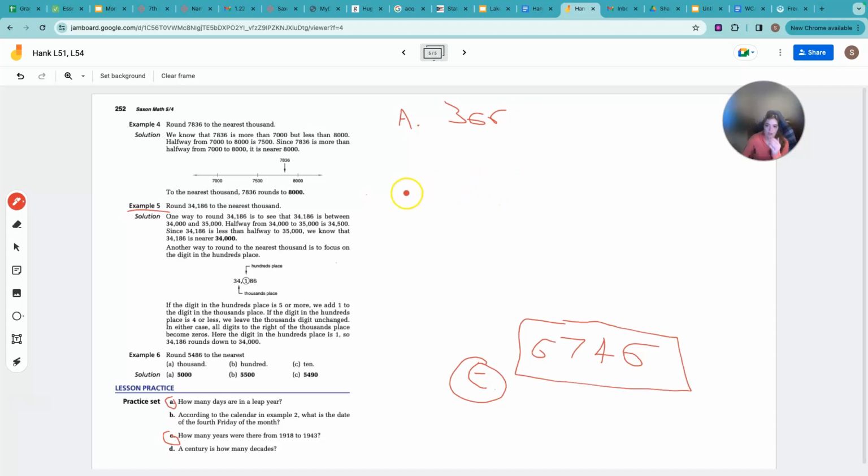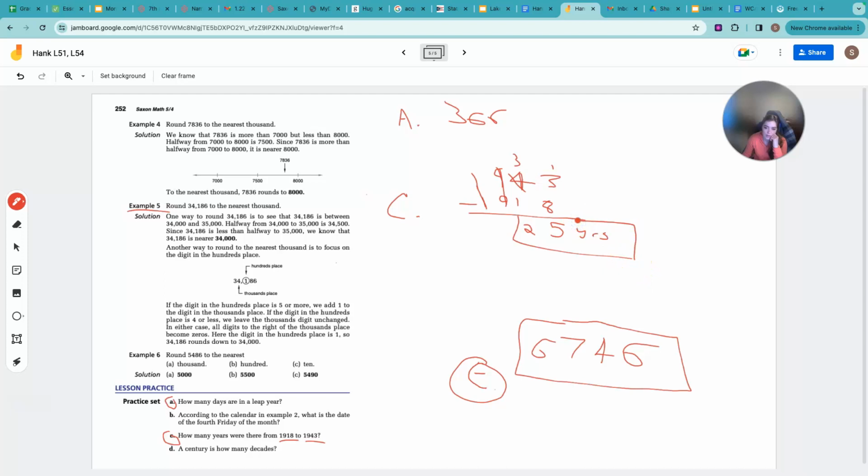So 366. C. How many years were there from 1918 to 1943? Remember, put the largest number first because it's a subtraction problem. 1943 minus 1918. We're going to have to do some carrying here. 3 minus 8, we can't do that, but we can take 1 from 4, make it a 3. 13 minus 8 is 5. 3 minus 1 is 2. That would be 0. This would be 0. So 25 years.